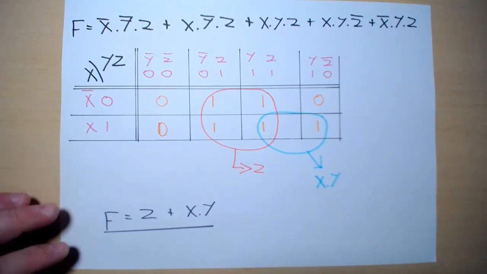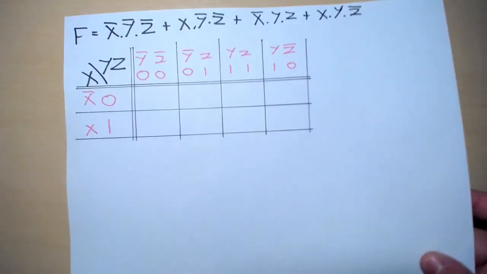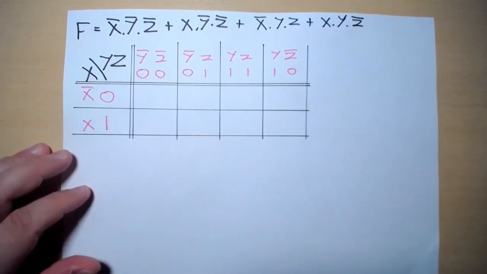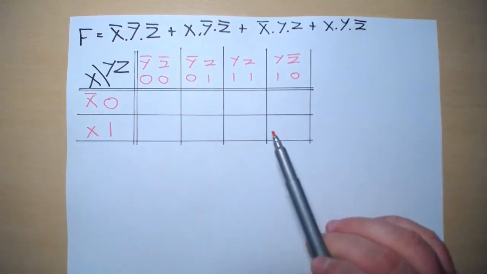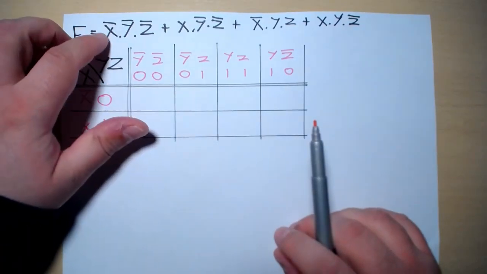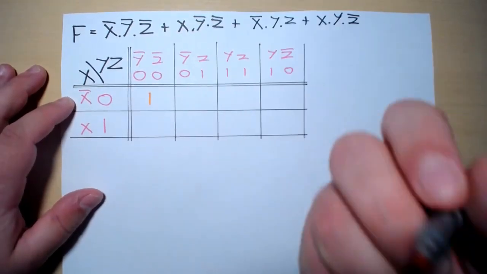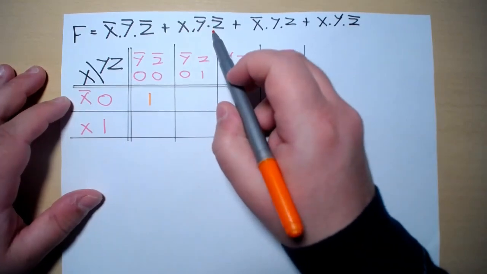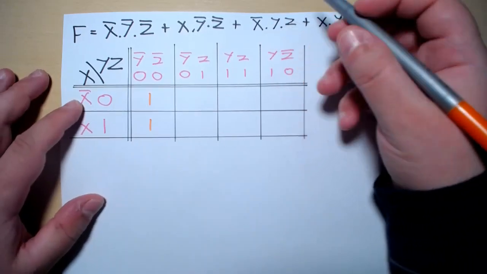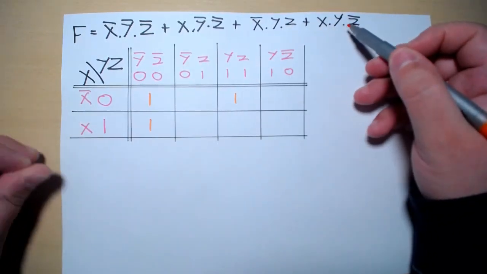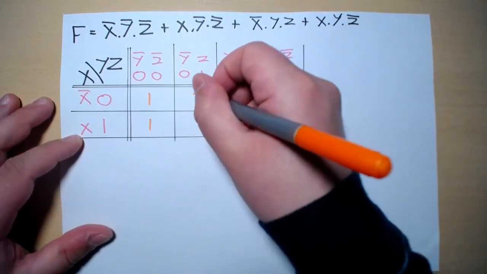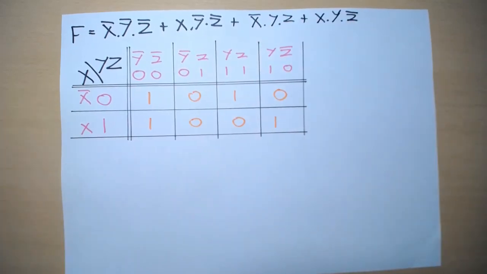I am going to work another example. Here we have another Karnaugh map and another Boolean expression. I'm going to fill this Karnaugh map. So X not Y not Z not, X, Y not, Z not, X not, Y, Z, and X, Y, Z not. And we fill the others with zeros.